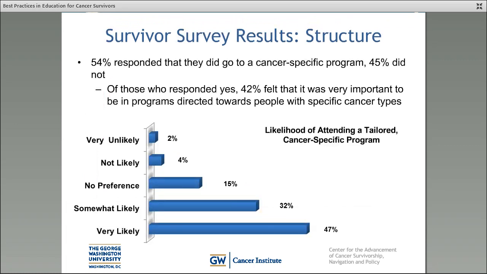We asked those who did attend a program if it was targeted only towards survivors with their cancer type, and 54% said yes. Of those who said yes, 42% felt that this was very important to be in a program directed specifically towards people with their specific cancer type. For those who had not attended a program, 47% indicated a high preference for attending a program tailored to their specific cancer diagnosis.